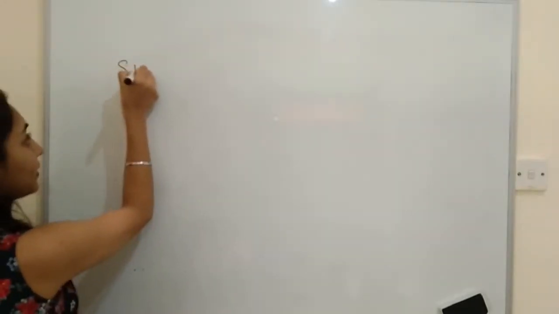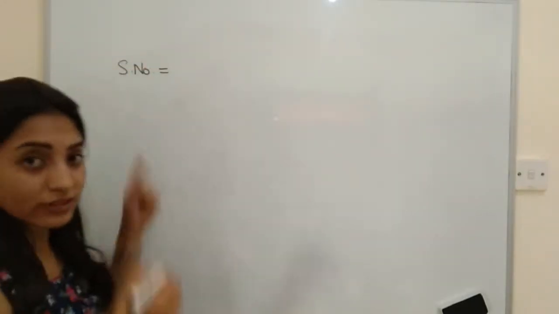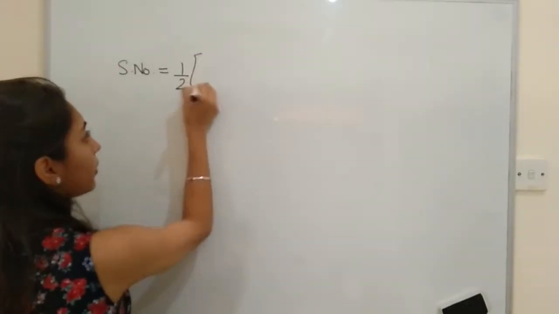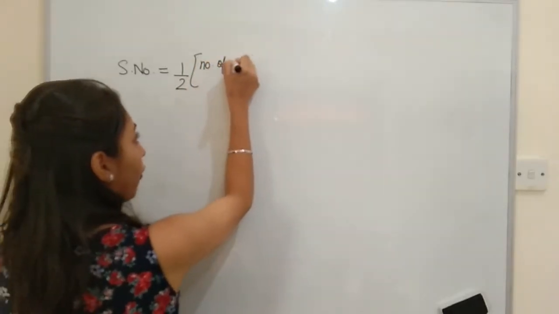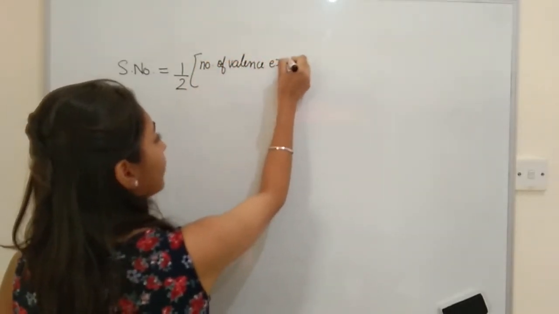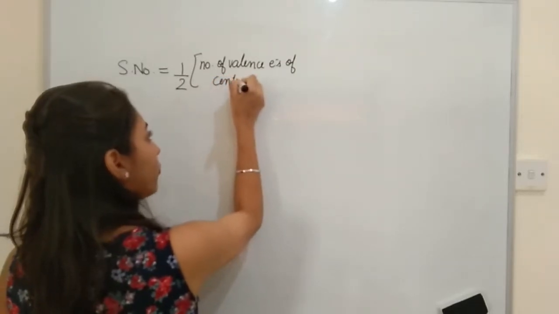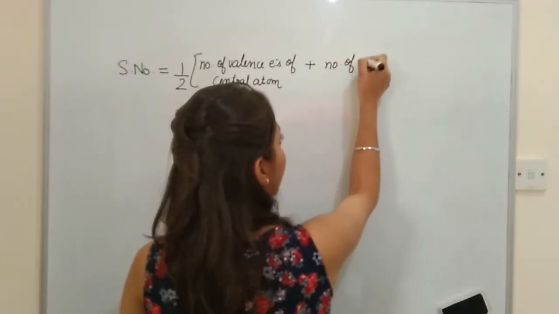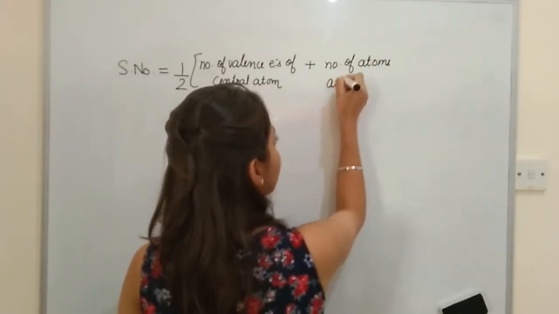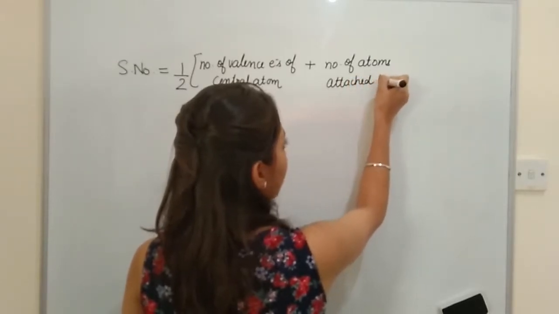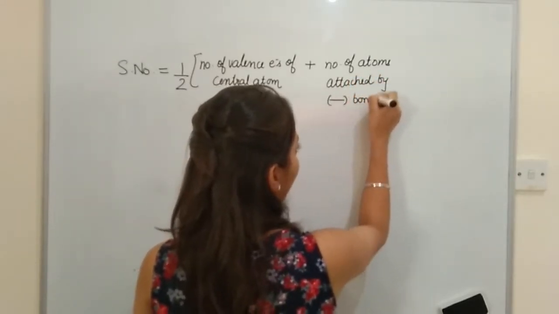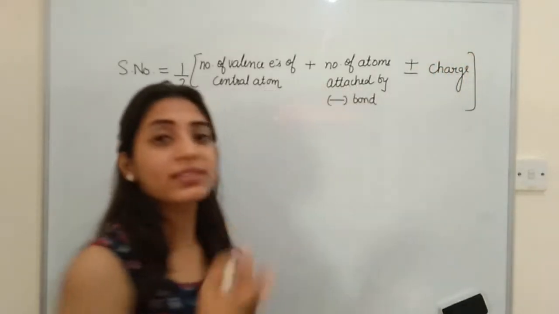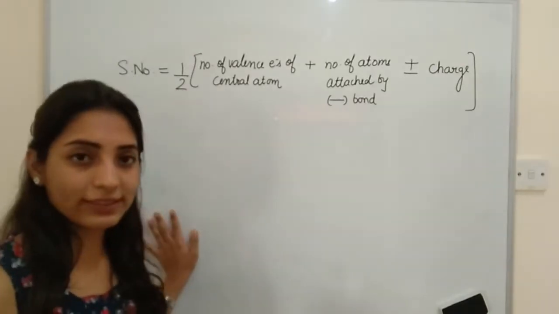The formula says steric number. So this is not serial number 1, 2, 3, 4. This is steric number. So this is half of the number of valence electrons of central atom plus number of atoms attached by single bond plus minus charge. Now what is this formula all about? Wait for a minute, I'll tell you all the things one by one.